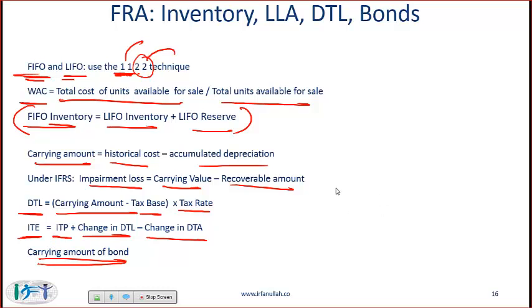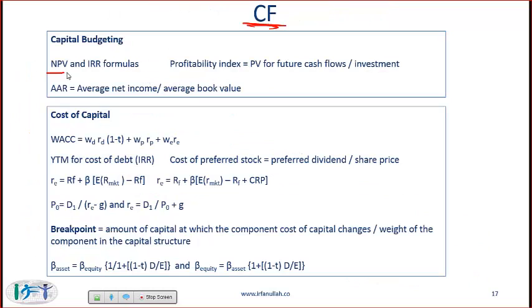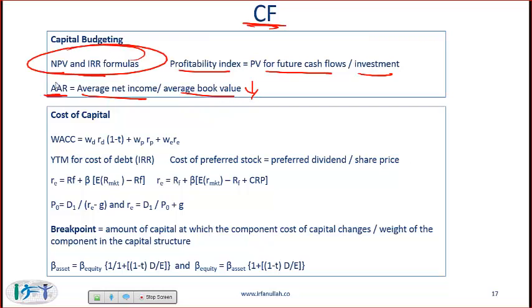For a premium bond, it will come down to par. For a discount bond, it will go up to par, right? Corporate finance, NPV and IRR, again, these are type 1 formulas that I just expect you to know. We've talked about them in quantitative methods. Profitability index is the present value of future cash flows over the investment amount. AAR is the average net income divided by average book value. This is probably a low priority formula. These two, NPV and IRR, are extremely important.